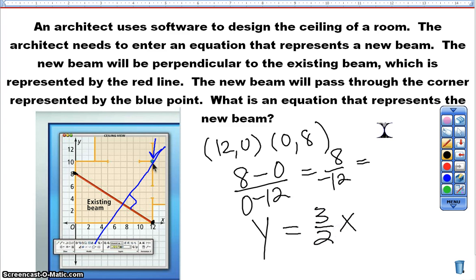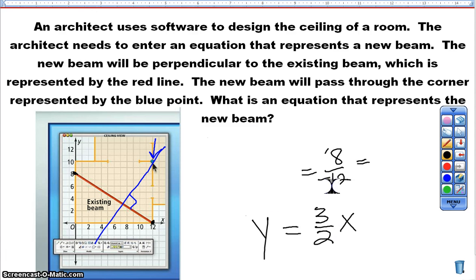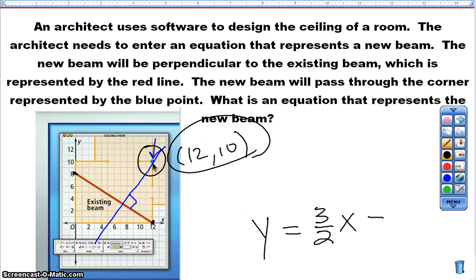Now, the question is, where is that blue line? Take a look at my graph. Where is that blue line going to cross the y-axis? If you see, it's going to go all the way, it's going to cross somewhere down here. So my answer is going to be negative, but the question is, what is it? The only point you know that's on that blue line is right here at 12, 10. So I'm going to take that. You always got to pick a point that's on your line to write the equation of the line.